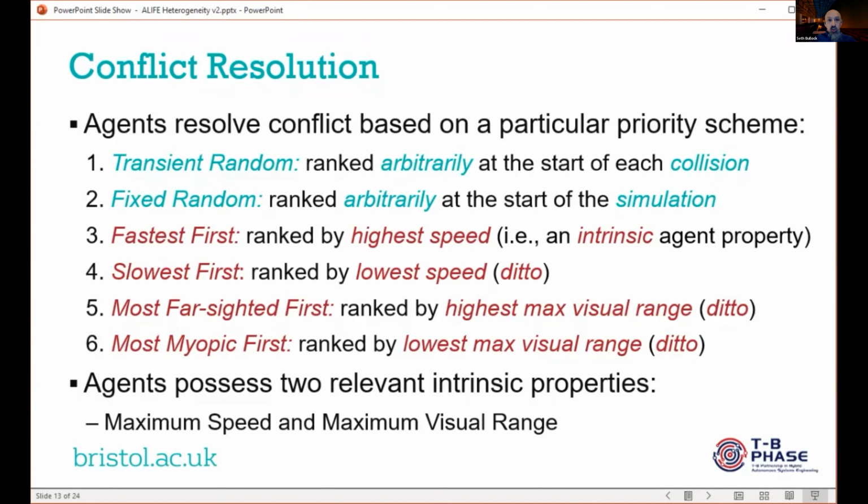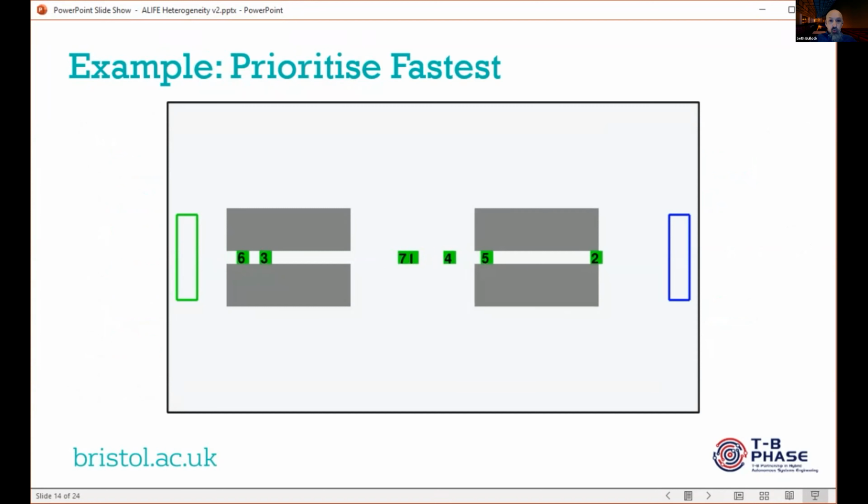and maximum visual range. So here's what the system looks like. Here we're prioritizing the fastest agents. So the number is their priority. Agent 7 is the fastest, has highest priority. Whenever agent 7 collides with a robot that is going in the opposite direction, it beats it, and that robot has to retreat. By contrast, agent 1 is the slowest, has lowest priority, and whenever agent 1 collides with another robot, it ends up having to back up. So it's kind of a tough life for agent 1. He doesn't get to go forward an awful lot.